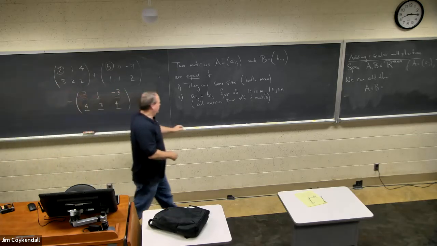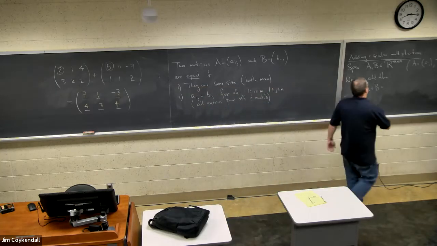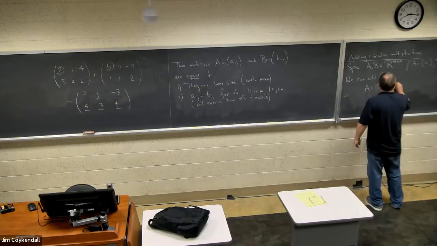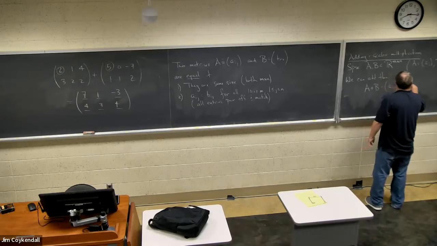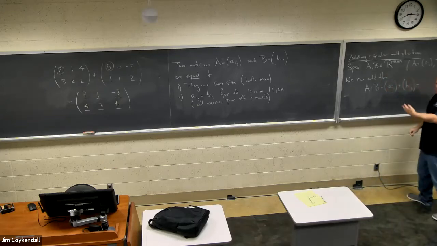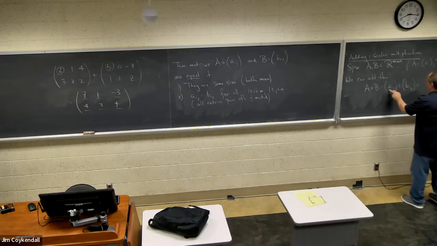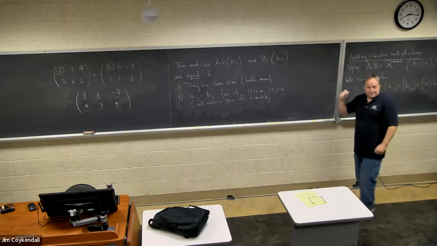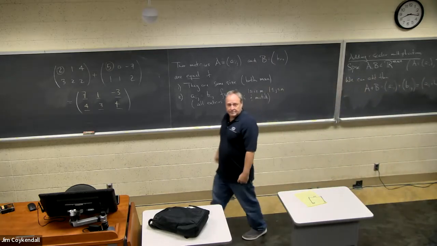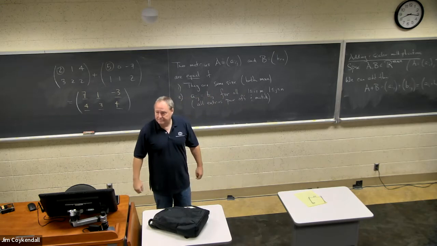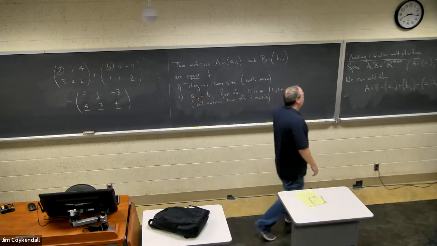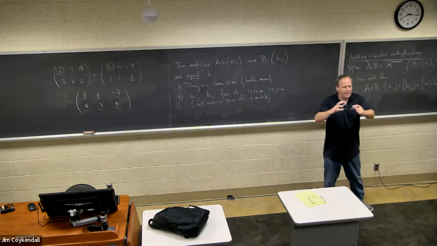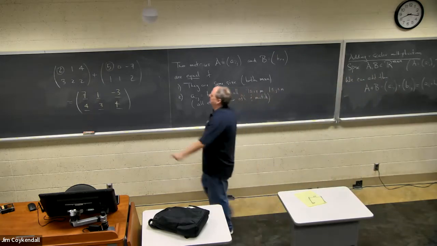So here's the formula way. All this formula is going to tell me is to have the ij entry of the sum matrix, just add the separate ones. And that's all this formula means, is you just add entry by entry.